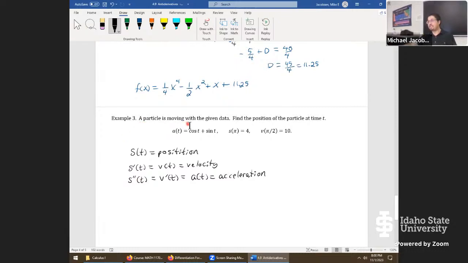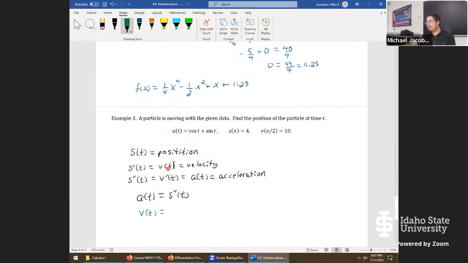So the acceleration of this object is cosine t plus sine t. So lots of weird oscillations are happening to this poor thing. But we can find an antiderivative immediately. The antiderivative of acceleration is velocity. Why is that? Well, a of t equals s double prime of t. So if a of t is s double prime of t, we can now immediately take an antiderivative of acceleration and go down to velocity.